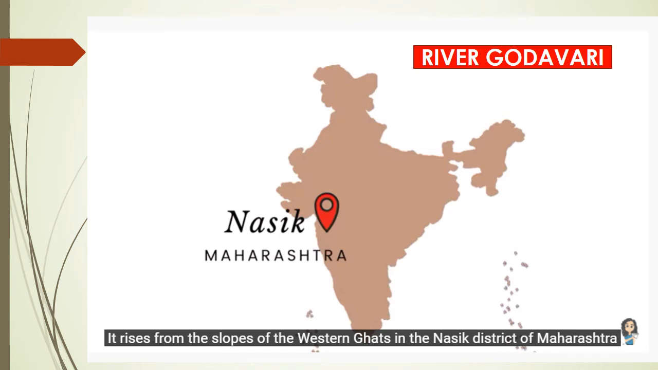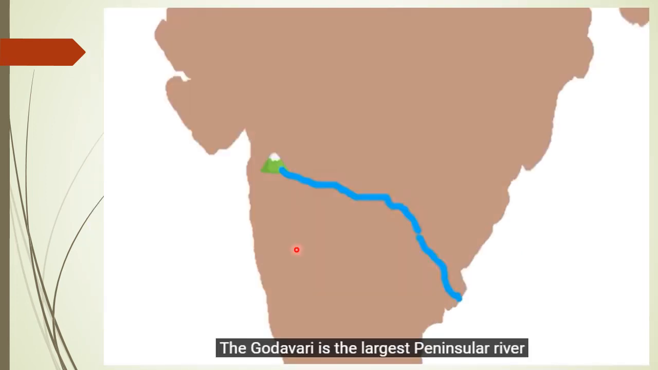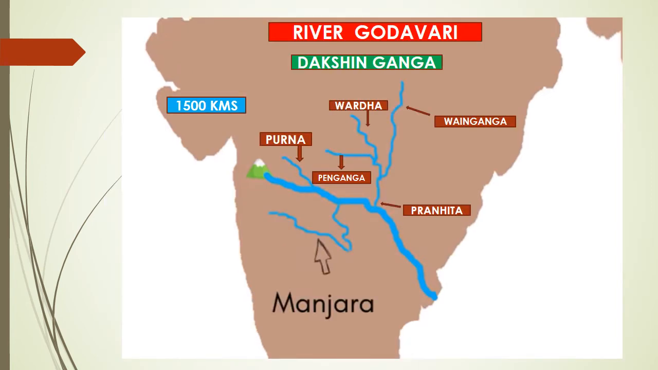River Godavari rises from the slopes of the Western Ghats in the Nasik district of Maharashtra. River Godavari is the largest peninsular river. Now, River Godavari starts from the slopes of the Western Ghats and then it flows eastwards and drains into the Bay of Bengal. This entire journey is 1500 kilometers, and because of its length, it is called Dakshin Ganga.